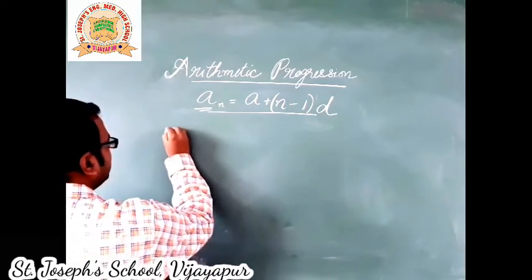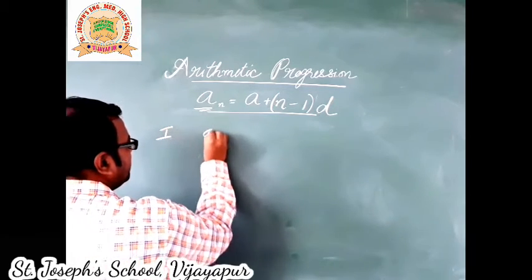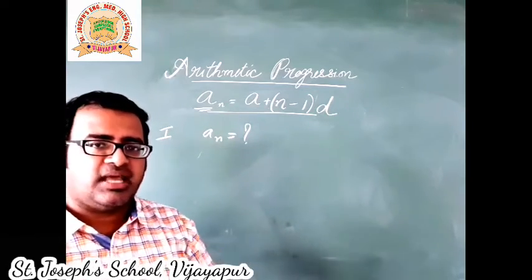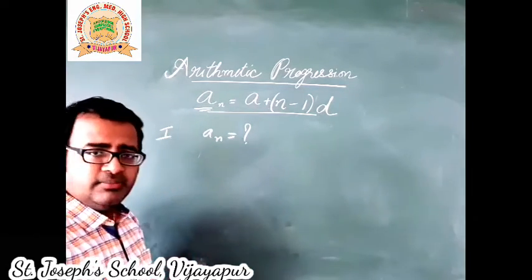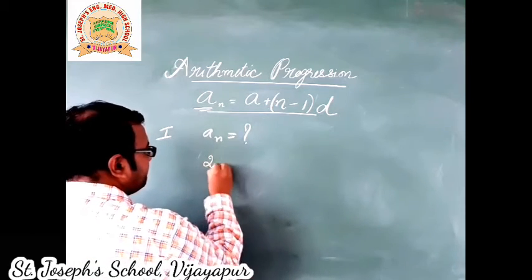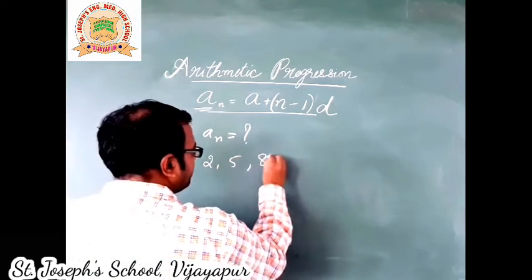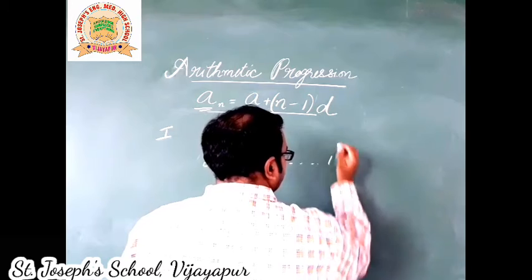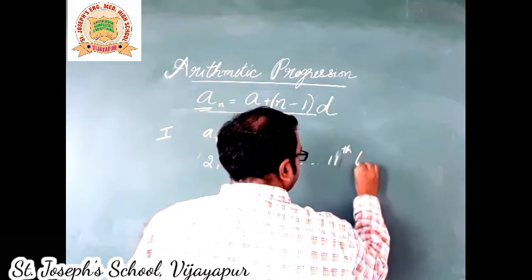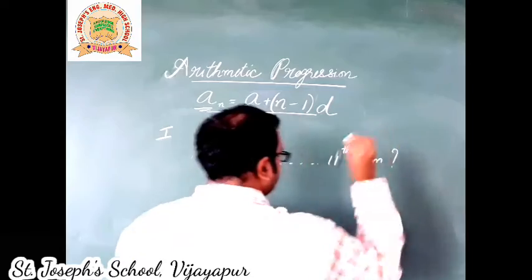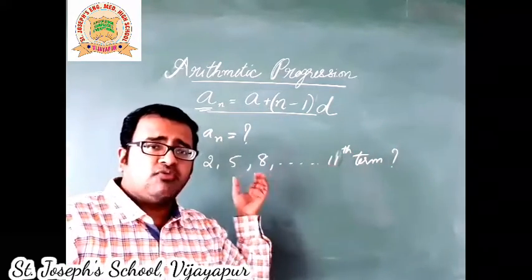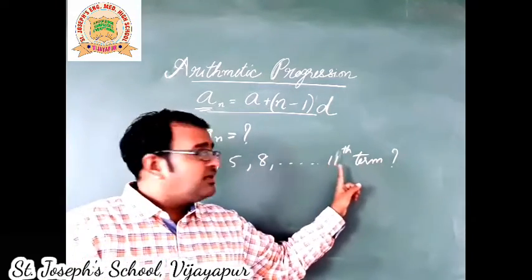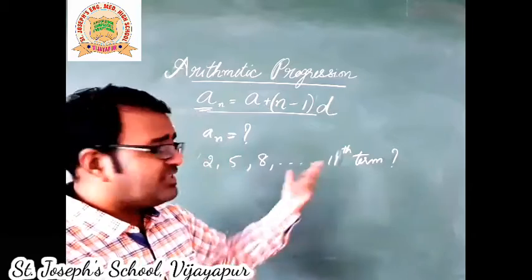First thing, first type is finding out an. Finding an is the first type of problem that we have. Example, so I have just formed a short question. In the arithmetic progression 2, 5, 8, so on, find the 11th term. What is the 11th term?